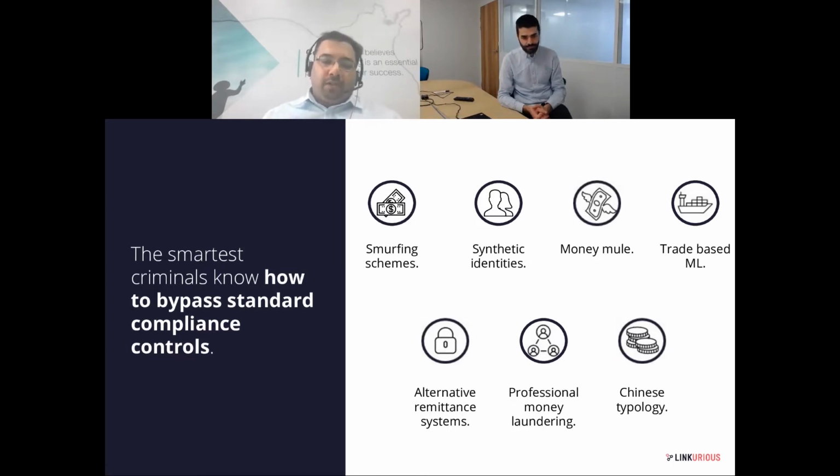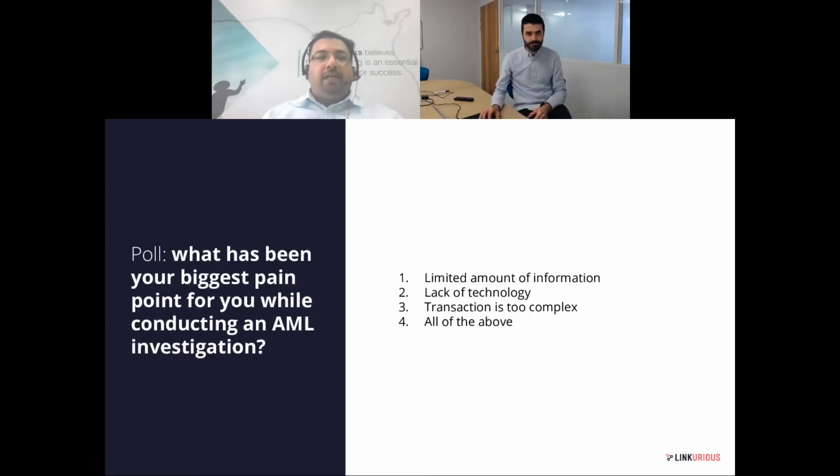So let me quickly pause here and ask all of you a question. When it comes to conducting an AML investigation related to a transaction or a client profile, what has been your biggest pain point? Is it that you do not have sufficient information to conduct the investigation? Or are you not having the right tools? Or is it that the transactions are so complex that the tools and the information that you have are not sufficient? Or is it all of the above?